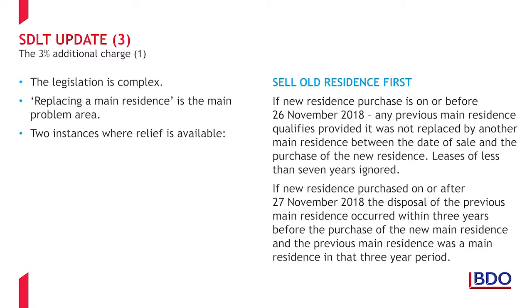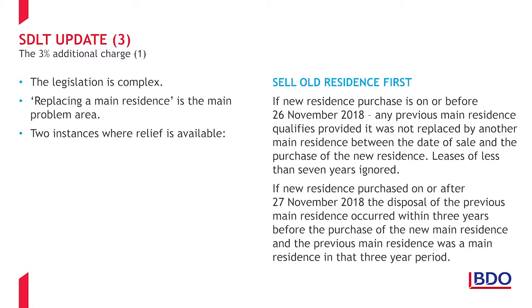So there are two basic ways in which you can remove the 3% charge. Either you can sell the old residence first and replace it with a new residence, or secondly, buy the replacement residence first, pay the 3% additional SDLT, then sell the old residence and claim back the 3%. Let's look firstly at selling the old residence first.